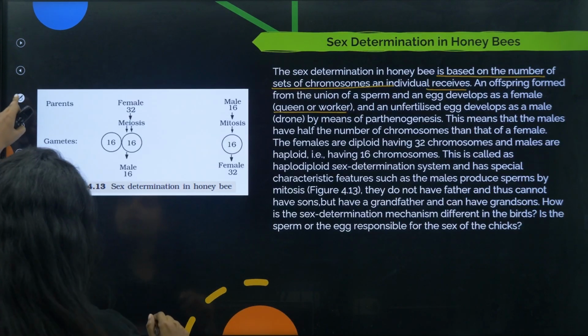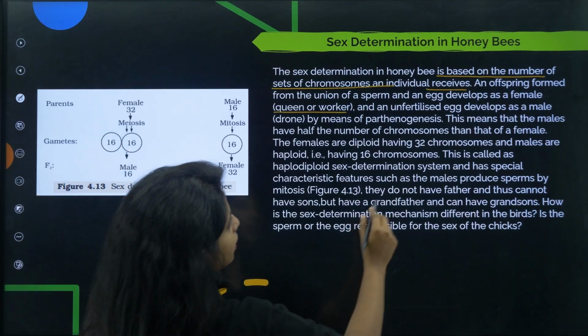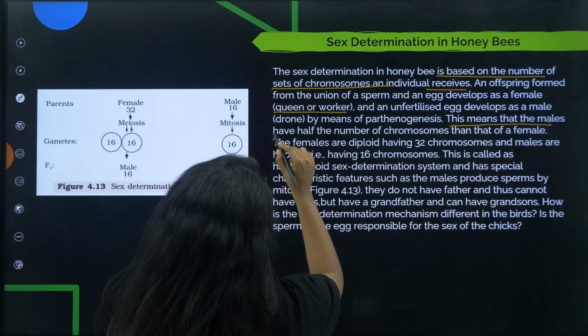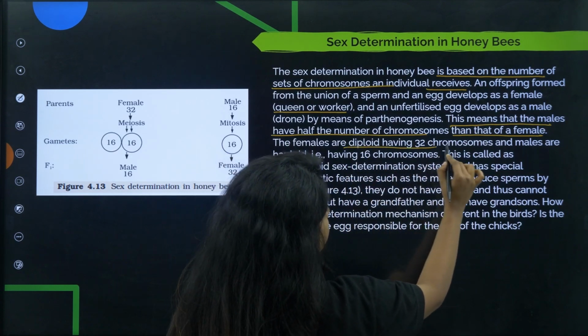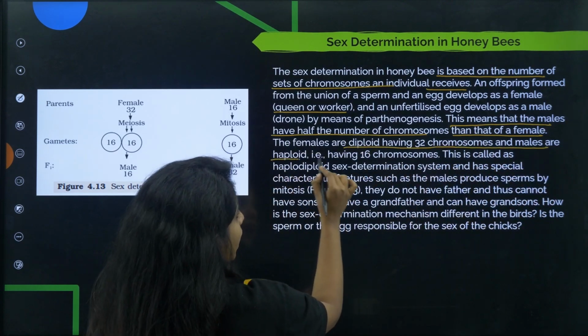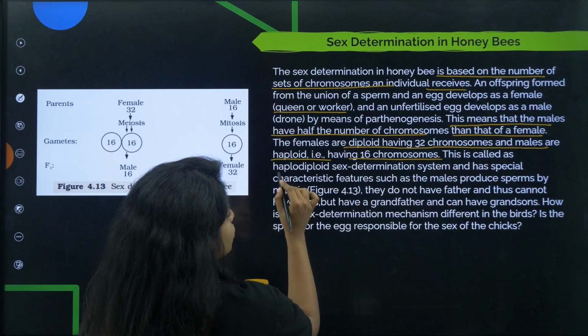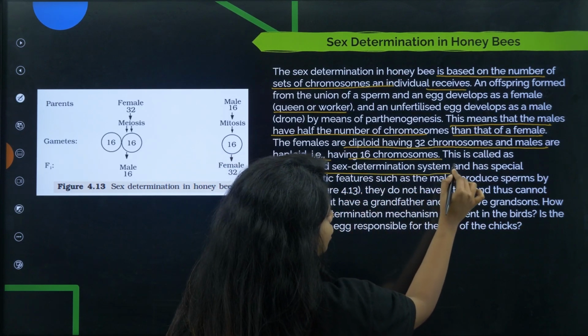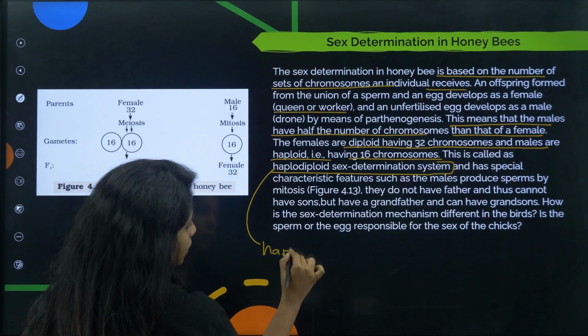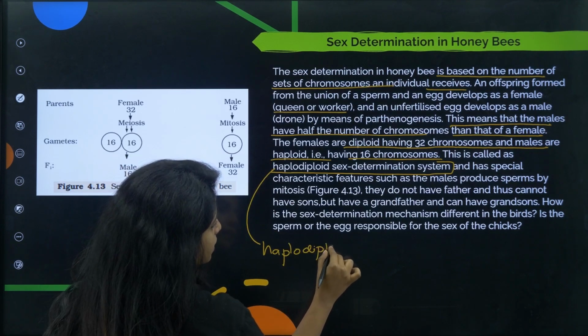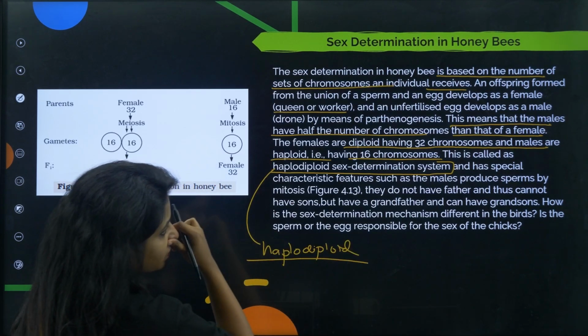Now over here, let's read. This means that the males have half the number of chromosomes than that of a female. The females are diploid having 32 chromosomes and the males are haploid having 16 chromosomes. This is called the haplodiploid sex determination system. What do you call it? Haplodiploid sex determination system.